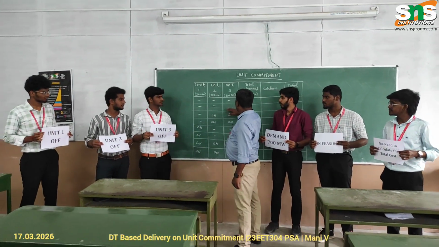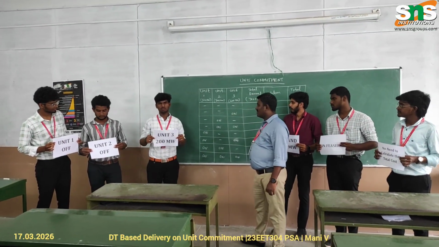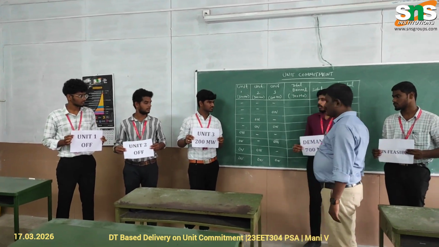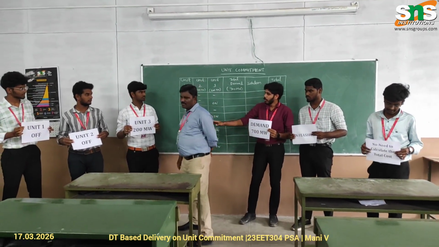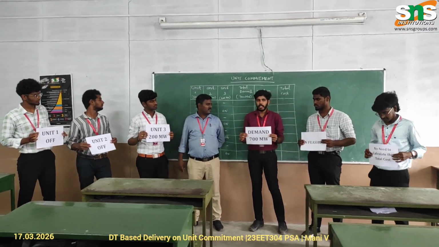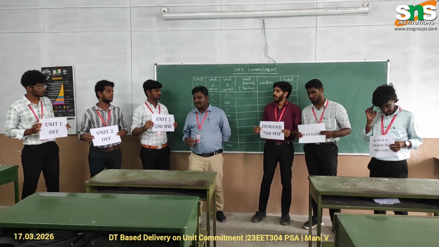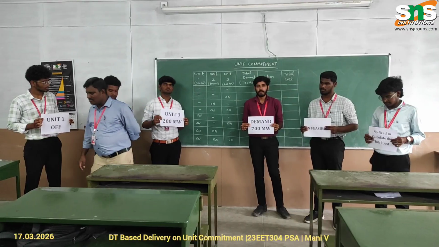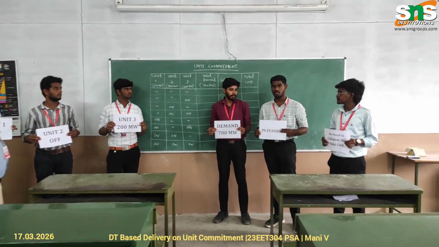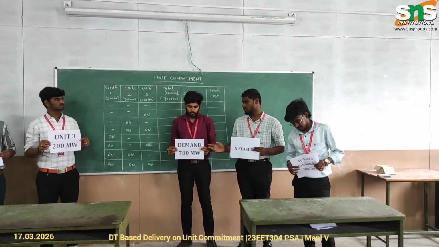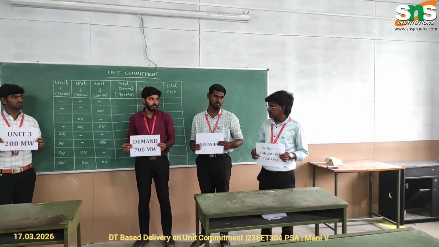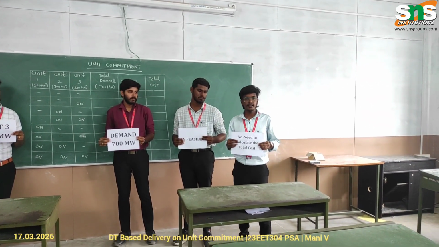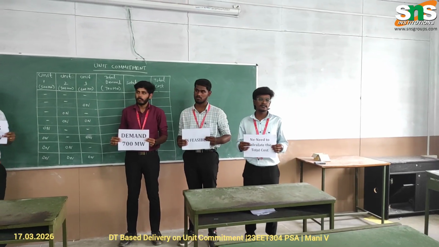Because it is infeasible, I don't need to calculate the total cost. The next case: unit 3 is turned on, and unit 1 and unit 2 are off. So it is 200 megawatt, and my demand is 700 megawatt. It does not meet my demand. The demand is not satisfied, so it is infeasible. Because of that, again I don't need to calculate the total cost.